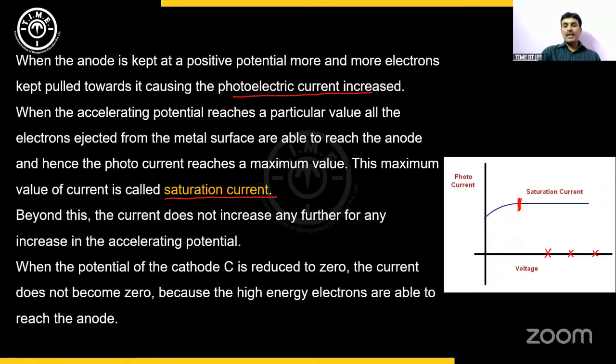Now, what happens if you reduce this potential, moving to the left? The potential difference decreases, and at this point the potential difference between P and C, that is between the photoelectric plate and the collecting anode, becomes zero. Even then you can observe some non-zero current. This is because of the electrons with high energy, they are able to reach the anode even when there is no accelerating potential.